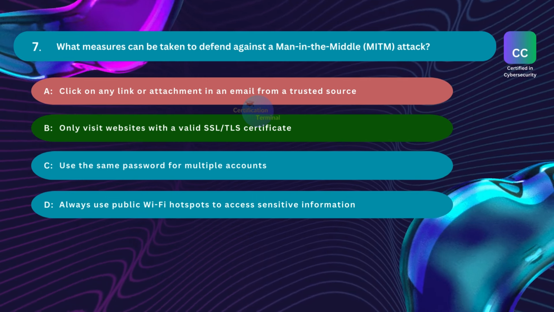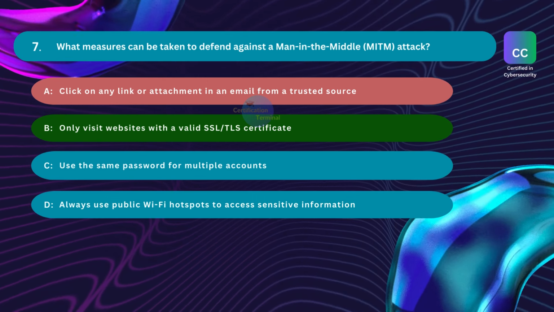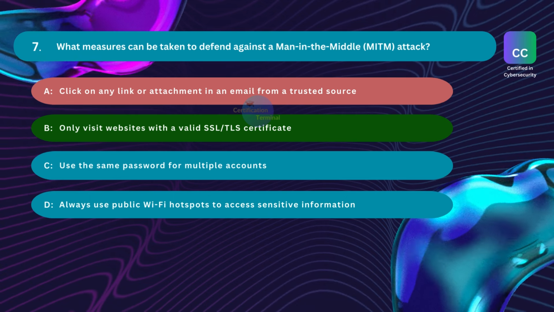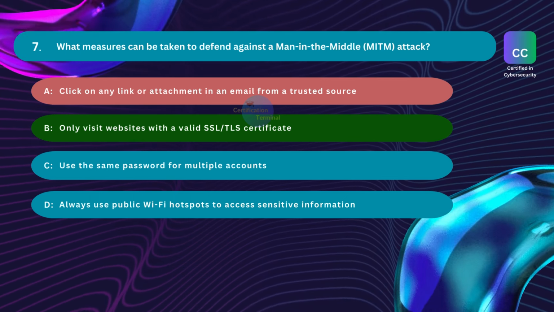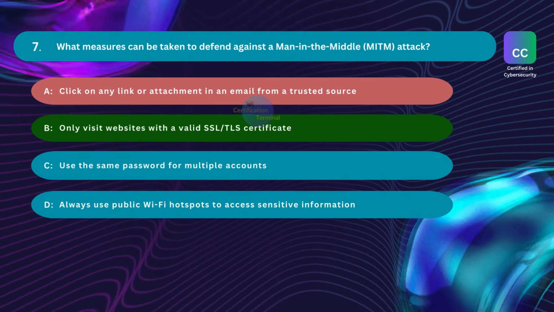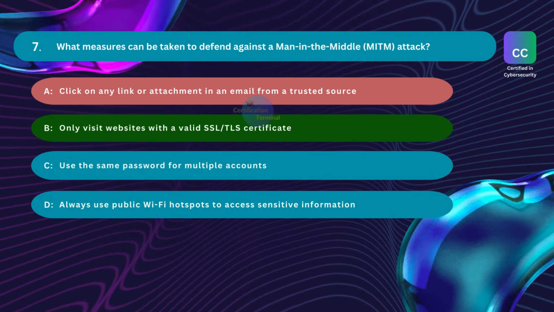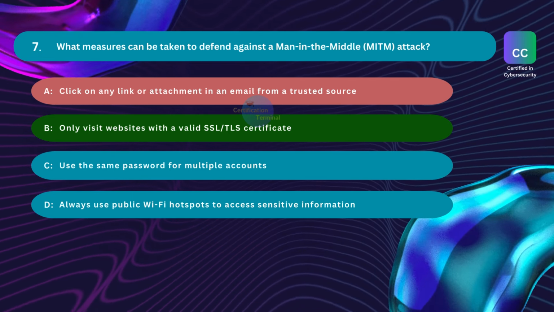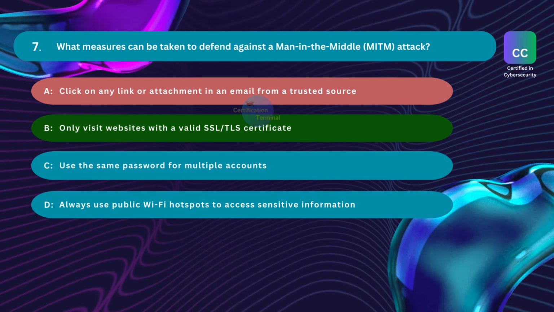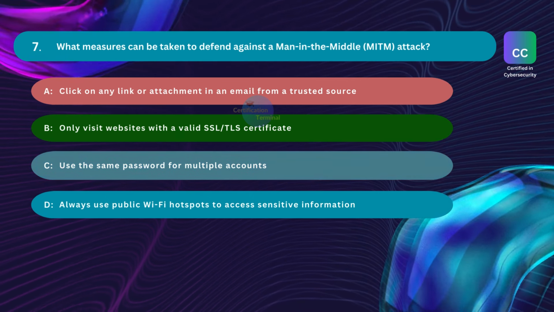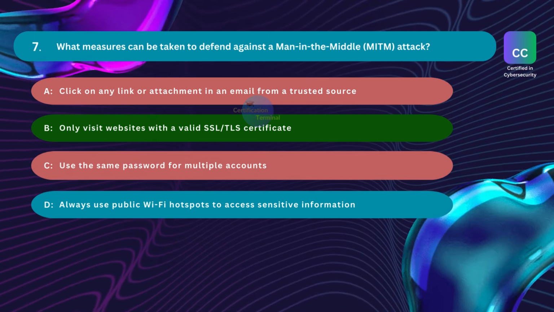Option A is incorrect. While being cautious about links and attachments is generally a good practice, simply trusting a source does not mitigate the risk of a man-in-the-middle attack. Attackers can compromise trusted sources, or use social engineering to trick users into thinking a source is trustworthy when it's not. Option C is incorrect.